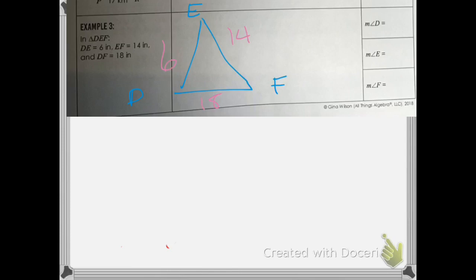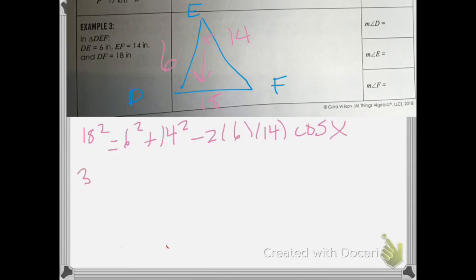It doesn't matter what angle we want to find first. I'm just going to call this X, and that's what we're going to find. Since we're finding X, we're going to have to do inverse trig. So on this side of the equal sign, we put 18 squared equals 6 squared plus 14 squared minus 2 times 6 times 14 cosine of X.